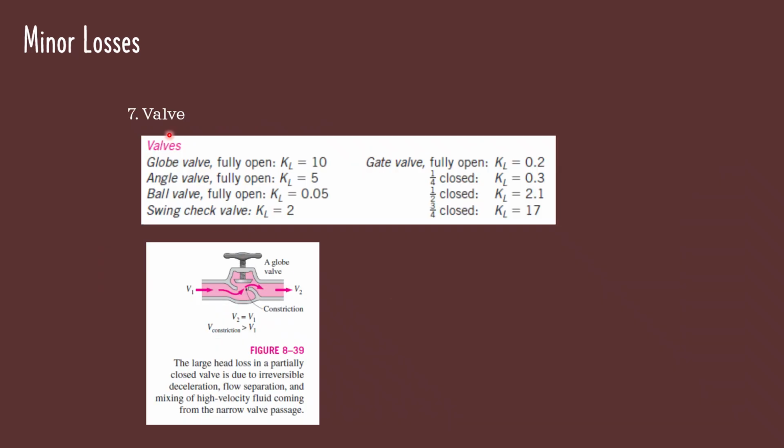And number 7 is valves, whether fully open or closed. If we use a globe valve, angle valve, ball valve, and so on, it will influence the value of KL, so it will influence the HE, or minor losses. Okay, that's all of the material about minor losses.